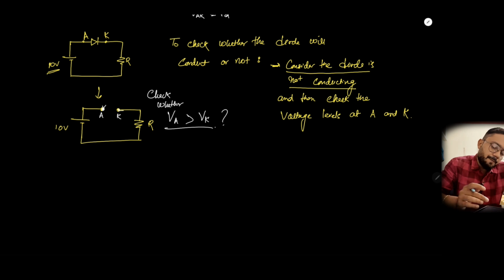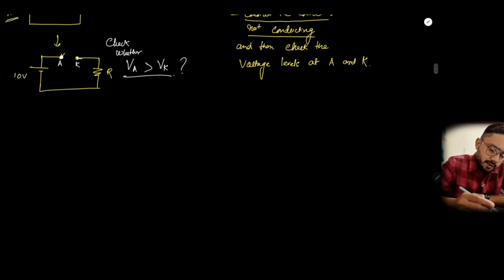Okay, so how do we check voltage? To check voltage, we need a reference node in a circuit. So in any circuit, if you want to check the voltage at any node, you need a reference point. So why do you need a reference point? Suppose I draw any circuit here.